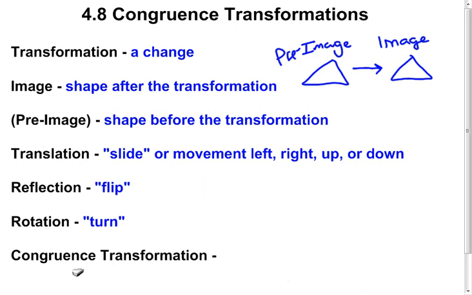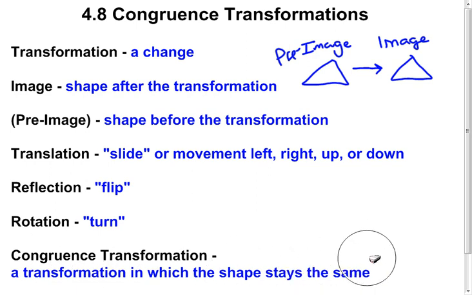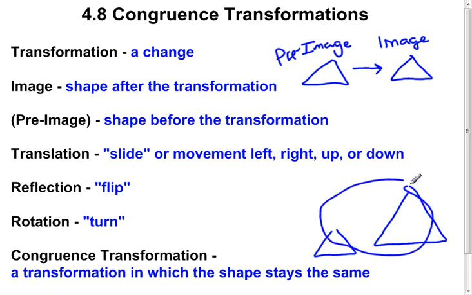And a congruence transformation is just a change, a transformation, in which the shape stays the same. So we're not going to be doing something where we take the triangle and we stretch it out and make it really big. That's not a congruence transformation. We'll get into that later. We're going to look at these 3 congruence transformations: translation, reflection, and rotation.